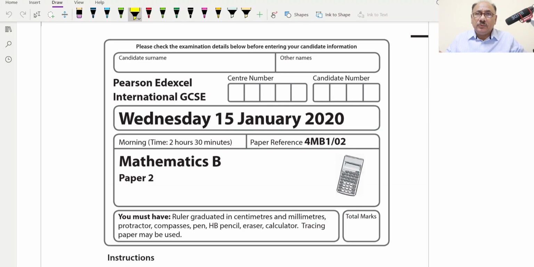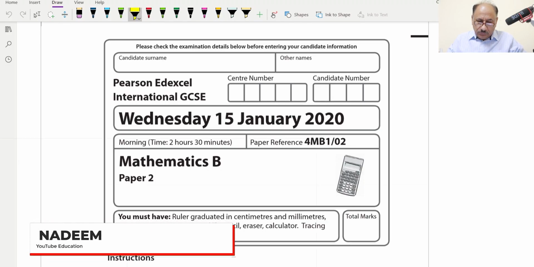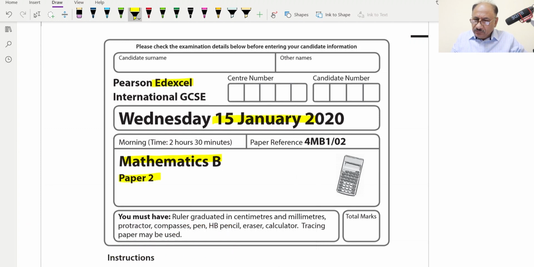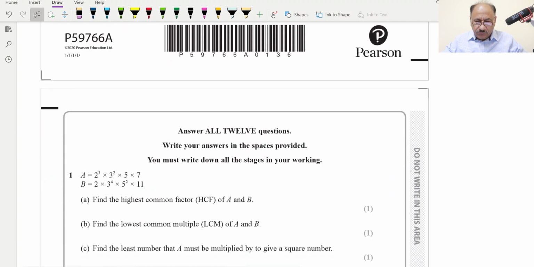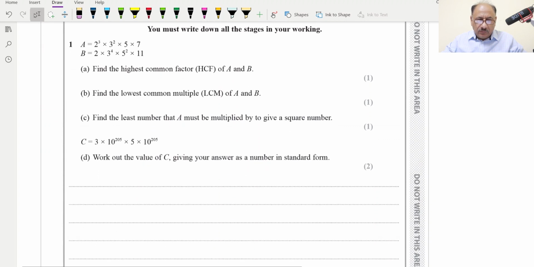Hello everyone. Today we'll be going through Mathematics B Paper 2 Edexcel 15th Jan 2020, 4MB1/02. Let us move to question number 1. Question number 1 says A is equal to this one, B is equal to this one. A part, find the highest common factor HCF of A and B.